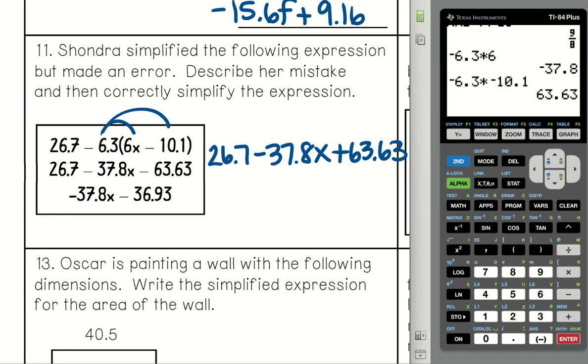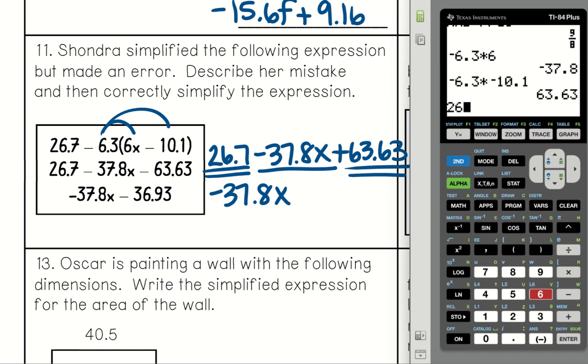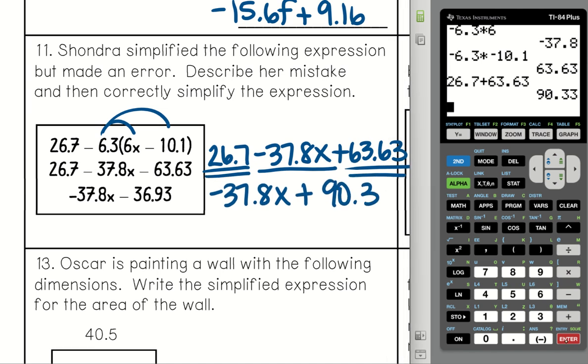Okay, so let's continue with our work and get the correct answer. So we're going to start with our x's, negative 37.8x, and then we're going to add our constants together. So 26.7 plus 63.63 is 90.33, should be the correct answer. So she did not pay attention to her signs. One little mistake will get you a very wrong answer, so be careful with your signs.